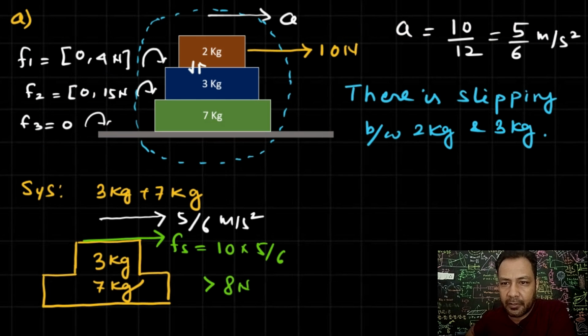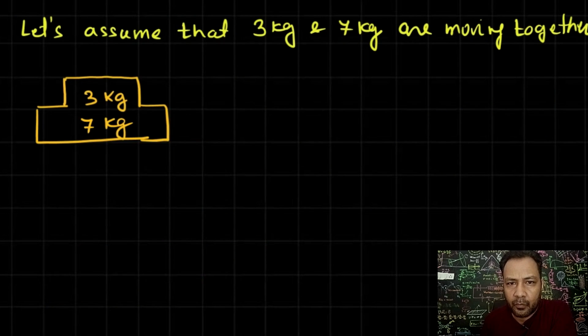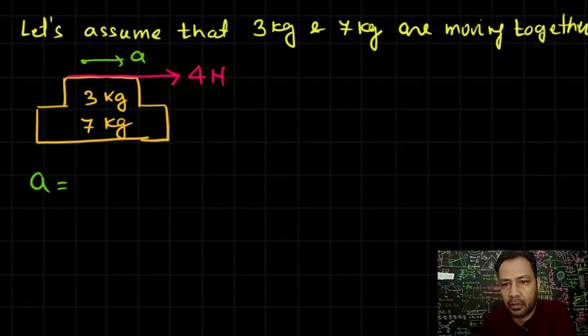Now it was decided that there is slipping between 2 kg and 3 kg, so friction on the 3 kg would be 4 Newton. So on the system, the net force is the kinetic friction on the 3 kg by the 2 kg block, that is 4 Newton. So the magnitude of the common acceleration, say A, would be 4 by 10, that is 0.4 meters per second squared. And now I will take a system of 7 kg alone.